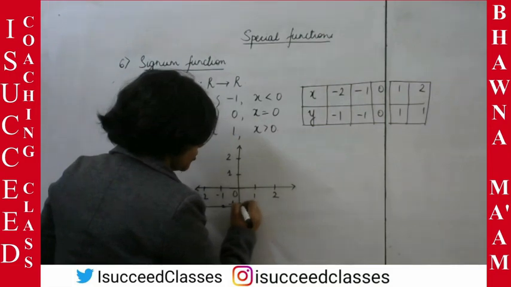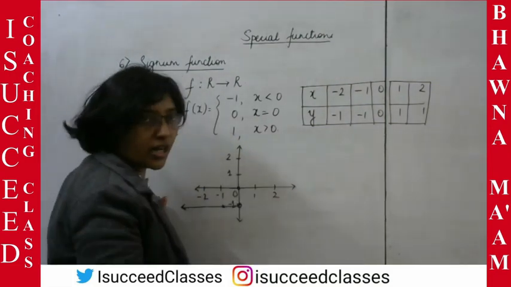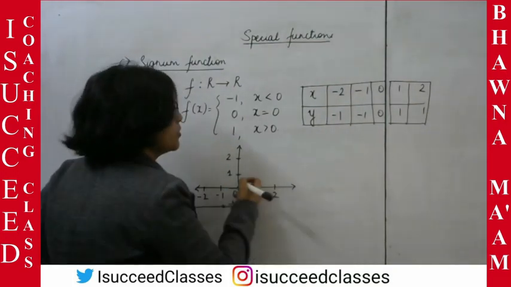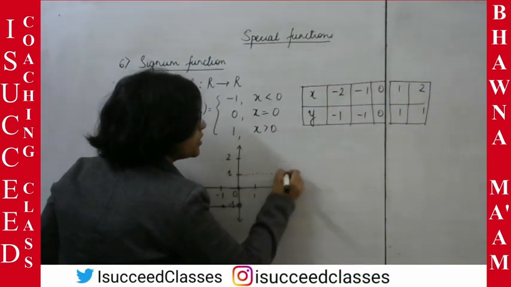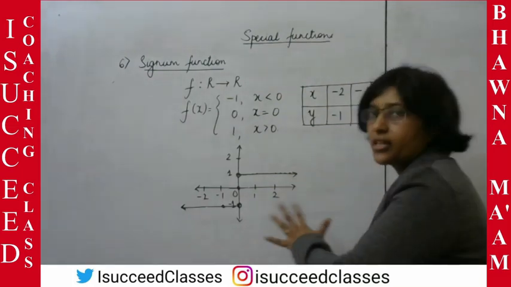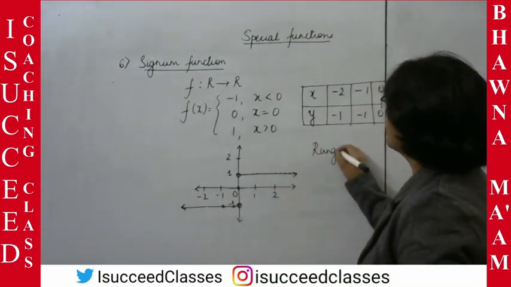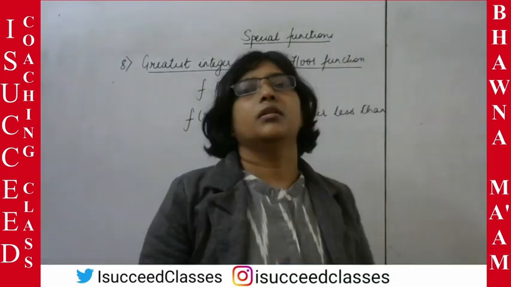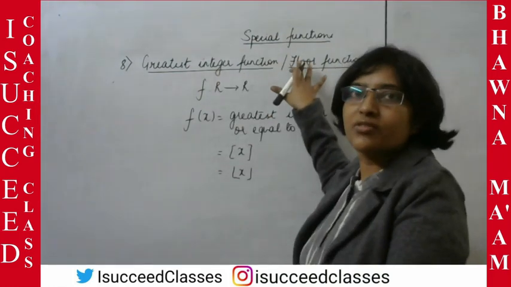For 0, the answer is 0. And for every other number after 0, say 0.01 or 0.001 or whatever, the value is 1. Everywhere here we have 1. So we'll get a graph of this kind, and we see that the range is only these values, -1, 0, and 1. The next one is the greatest integer function, also known as the floor function.